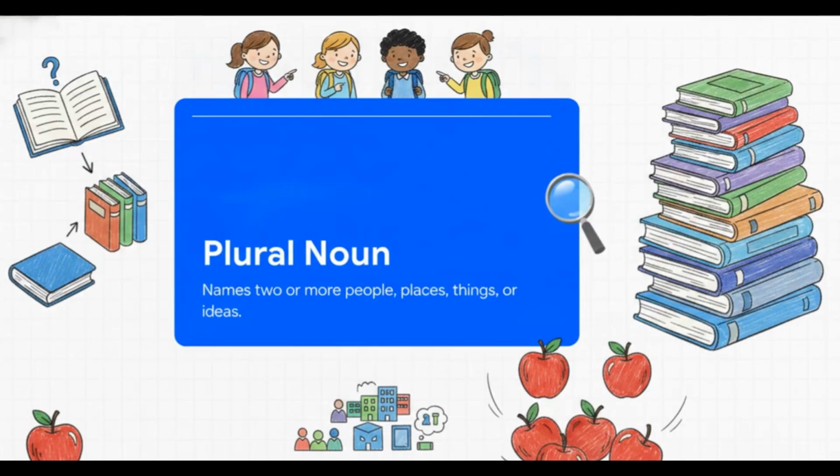Simple as that. But what happens when we have more than one? Well, that's exactly where plural nouns come in. A plural noun names 2 or more people, places, things, or ideas. Notice how the meaning shifts here. We go from one book to 2 books, one student to 3 students, one apple to 5 apples. Plural always means 2 or more.